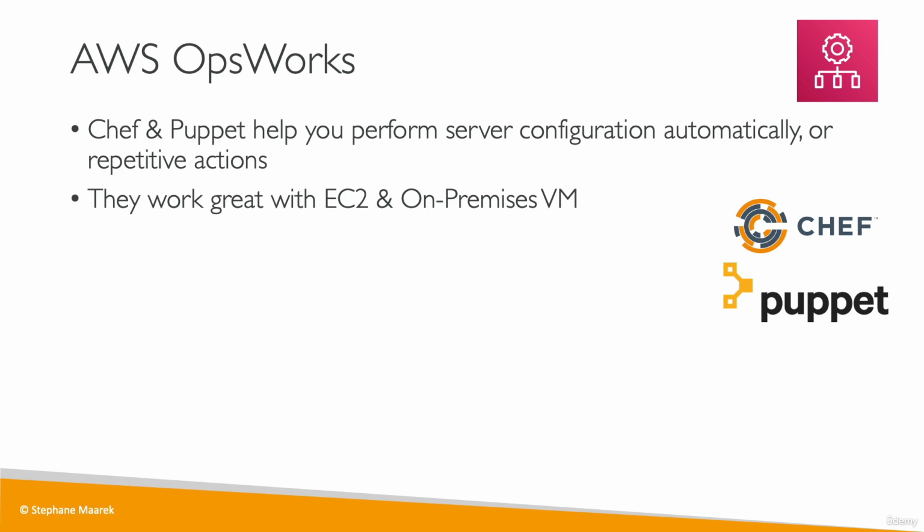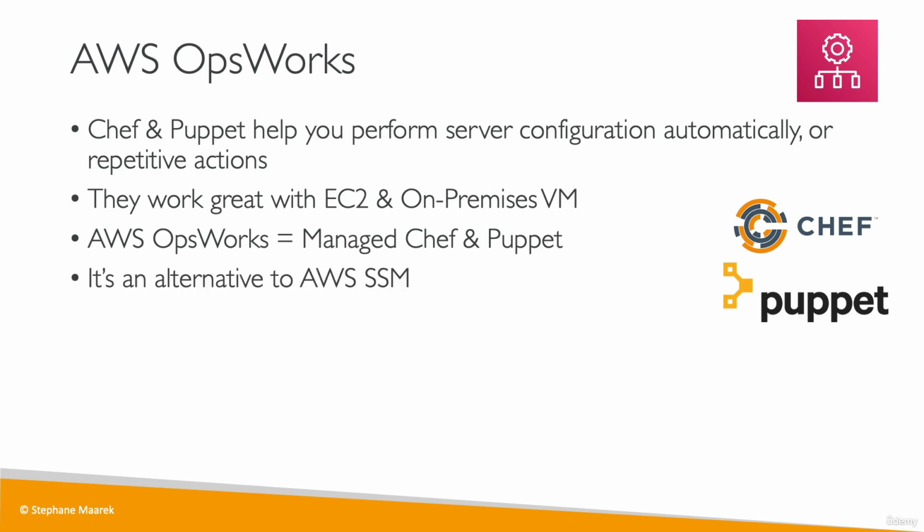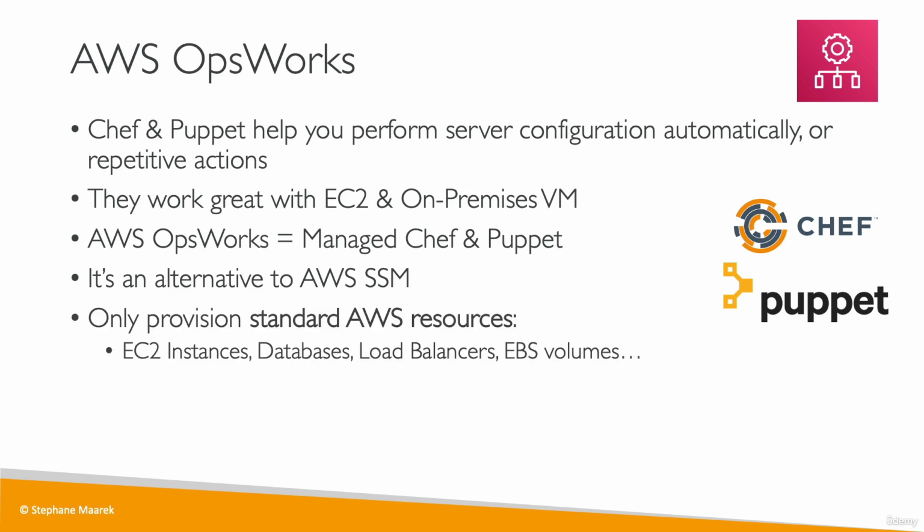And Chef and Puppet have been designed to work great with EC2 instances or on-premises virtual machines. And so therefore, OpsWorks was created by AWS to give you a managed Chef and Puppet in the cloud. It's going to be viewed as an alternative to SSM that we saw from before, but with Chef and Puppet, we can only provision standard AWS resources, so we can only provision EC2 instances, databases, load balancers, and EBS volumes.